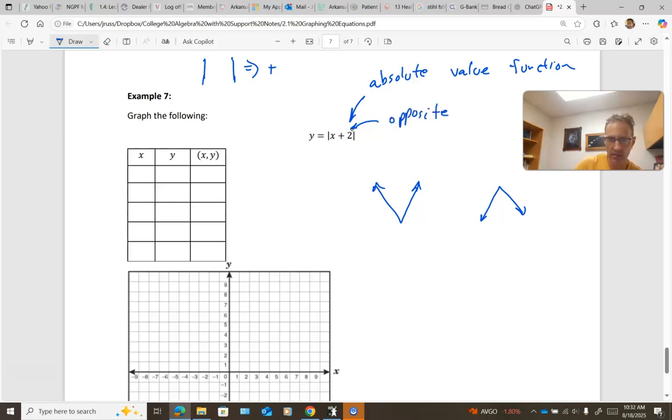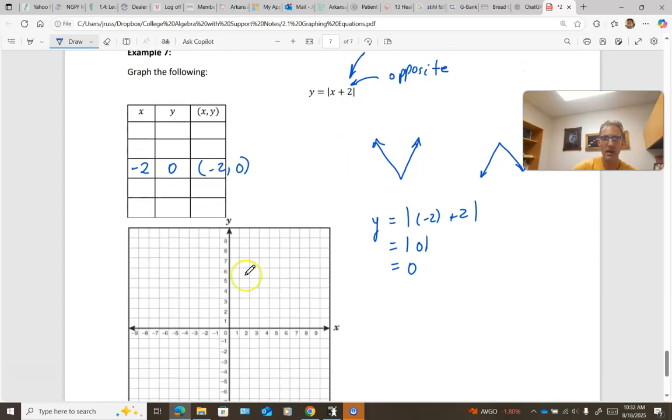So if that is a positive 2, then I will use a negative 2. Okay? And so let's try this. Let's see what we get. If I plug in here y is equal to the absolute value of negative 2 plus 2, well, negative 2 plus 2 is 0. So then this becomes the absolute value of 0. Well, guys, 0 doesn't have a sign. So the absolute value of 0 is 0. Okay? And that kind of shows you the fact that the y coordinate, or the value for y, is 0. That will be your center point, and that's going to be right here.